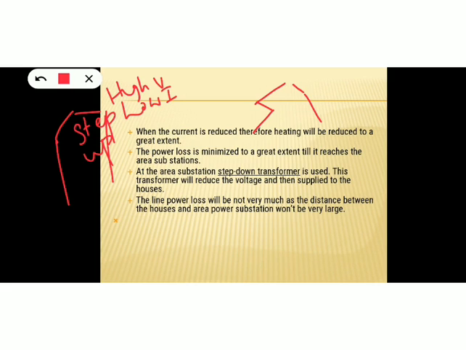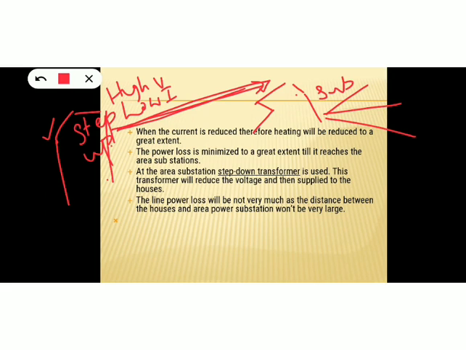Okay, and this current is supplied to the sub area power stations, and the distance between this main power station and sub area power station is very large. So if high current flows through such a long distance, more power loss will be suffered. To avoid that, the step-up transformer is used and the voltage is increased and current is decreased so that the power loss can be minimized till it reaches these substations.